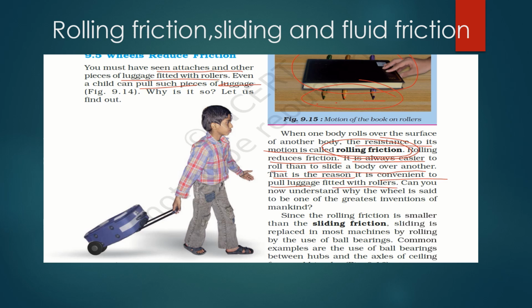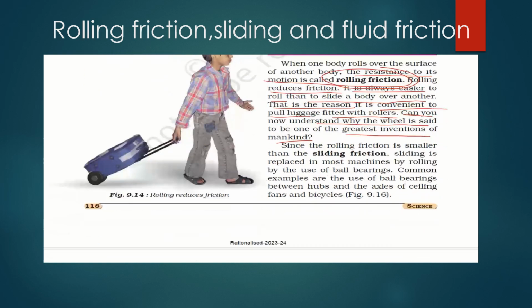Okay, is it clear? So whenever you are pulling a trolley, a luggage fitted with rollers, it is much easier for you. Can you now understand why the wheel is said to be one of the greatest inventions of mankind? Yeah, it makes our life very easy.